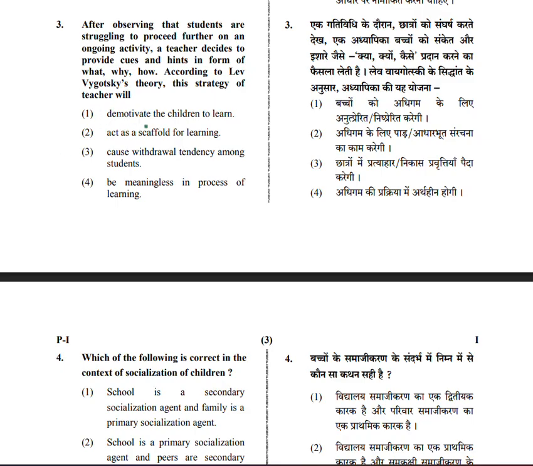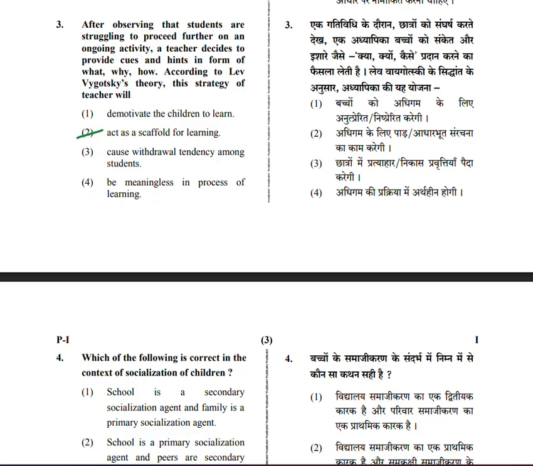They are given 4 options. Demotivate the children to learn, act as a scaffold for learning, cause withdrawal tendency among students, and fourth one is be meaningless in the process of learning. So the answer is, according to Lev Vygotsky's theory, the strategy the teacher is using acts as a scaffold for learning. That is second option is the right answer. This strategy of providing clues and hints, what, why, how, to students who are struggling is known as scaffolding. So scaffolding involves a more knowledgeable person offering temporary support and guidance to help a learner accomplish a task they would not be able to complete on their own.